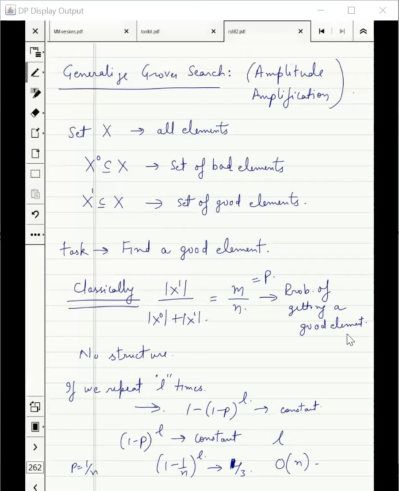By the same logic, if I want to make 1 minus p to the power n constant, then L should be order of 1 by p. Exactly order of 1 by p. Is this confusing? Is this okay with everyone? Okay.